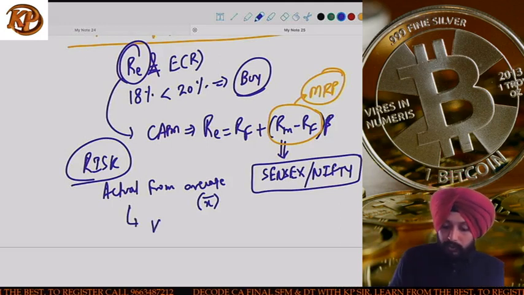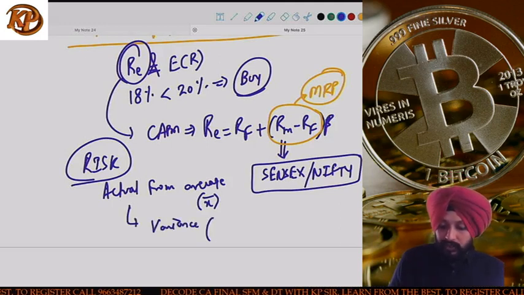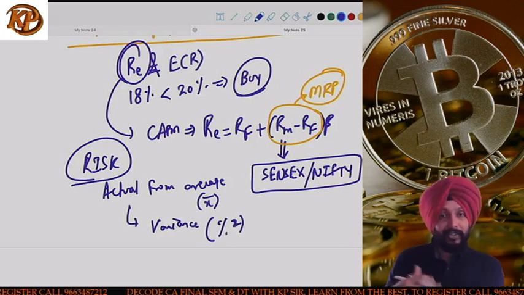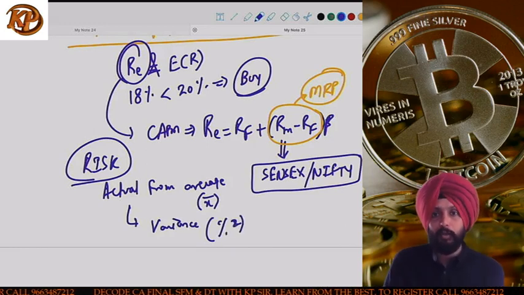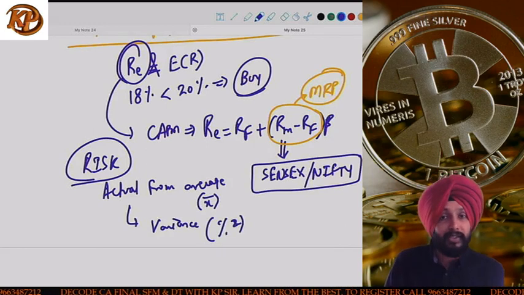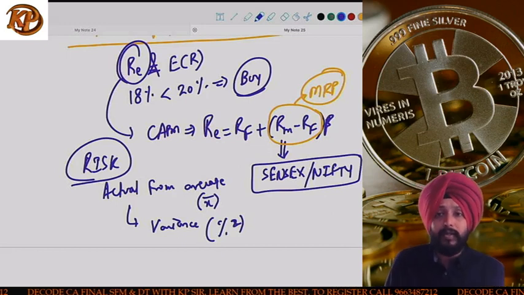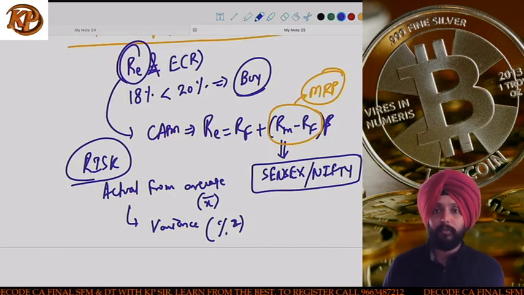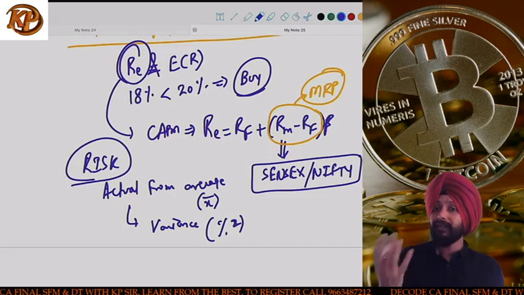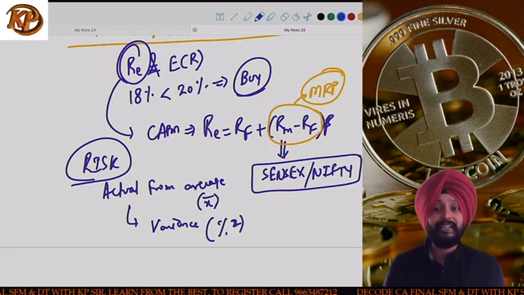How do we calculate this? This is calculated by using variance. But there was a problem with variance. Remember what the problem with variance was? The problem with variance was that it is represented as percentage square, which most of us are not very comfortable with, because in day-to-day life we don't talk in percentage square.